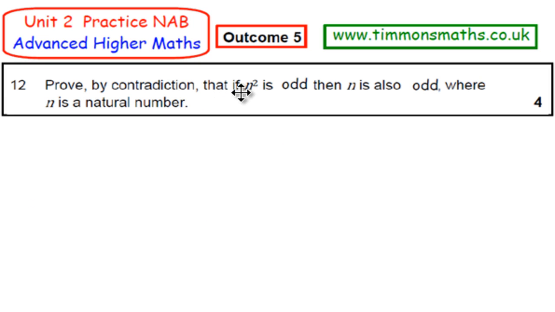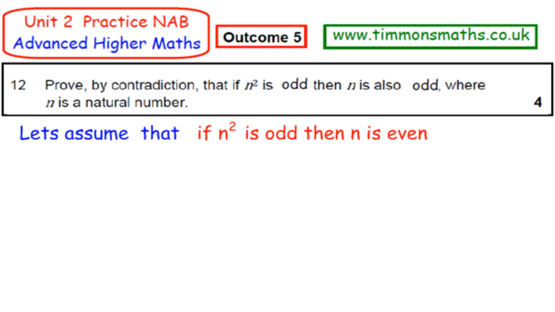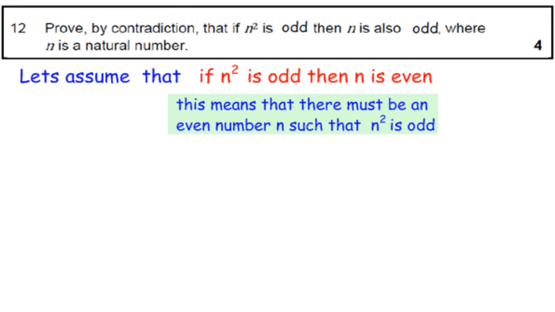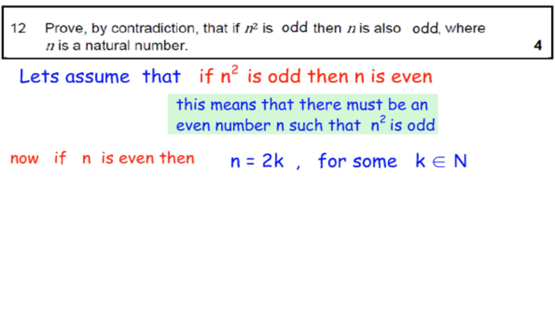We're asked to prove by contradiction that if n squared is odd, then n is also odd. So we start by assuming that if n squared is odd, then n is even. That means that there must be an even number, n, such that n squared turns out to be odd. Now if n is an even number, then n is equal to 2 times some number k, where k is a natural number.